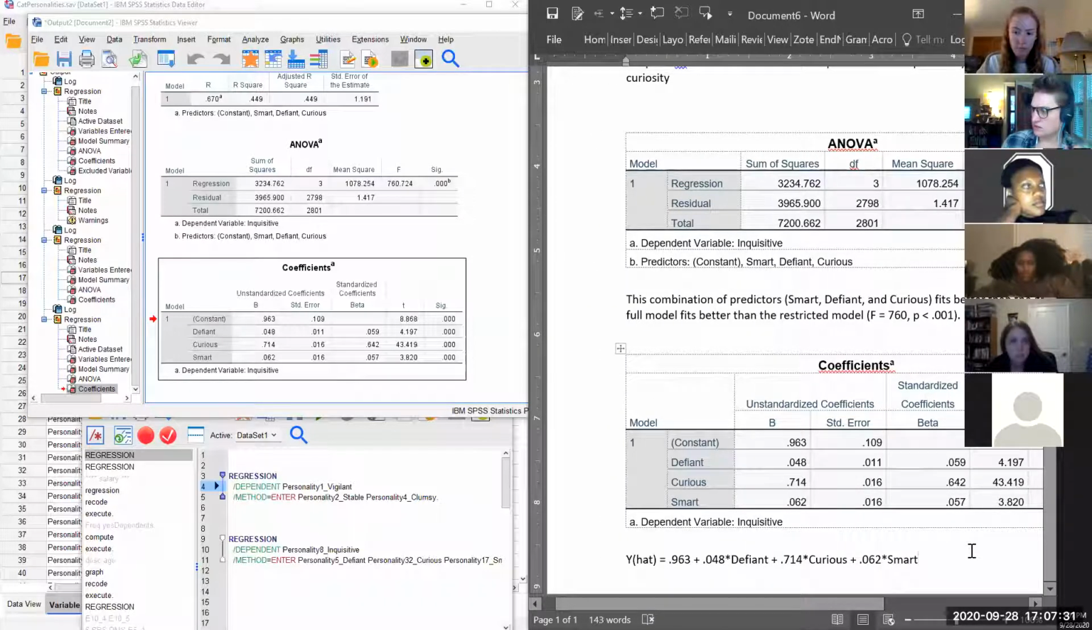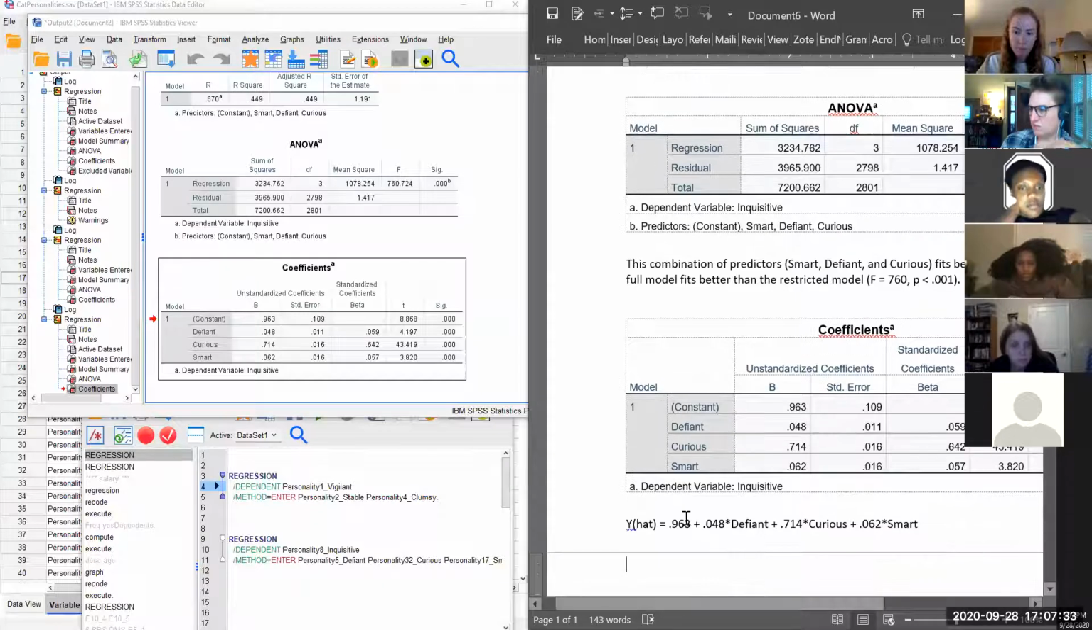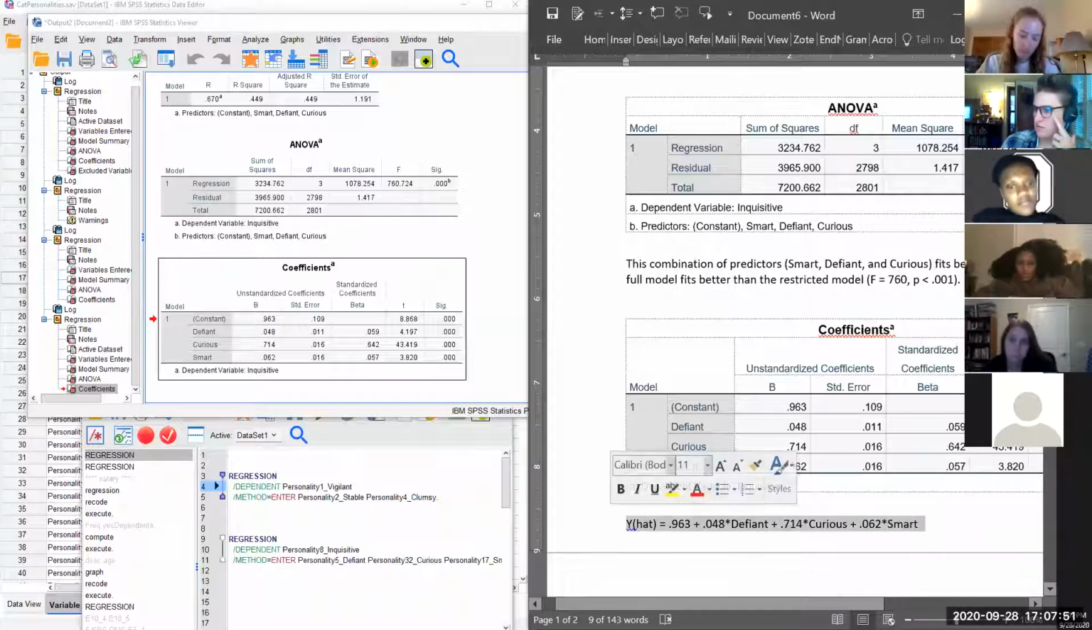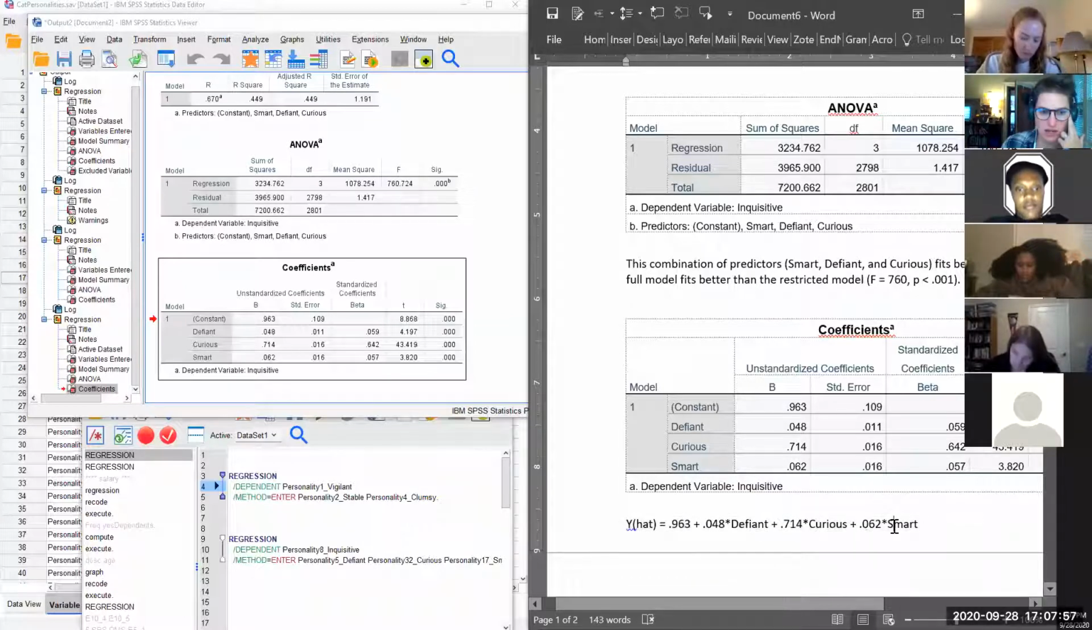Okay, so I wrote it like this. We have the y-intercept, and then making sure to multiply each of the coefficients here by its corresponding b weight. So that's how much we're weighting it by. And remember, the reason that we're doing this is so that we can get an expected inquisitiveness score for any cat if we know their scores on these 3 things.